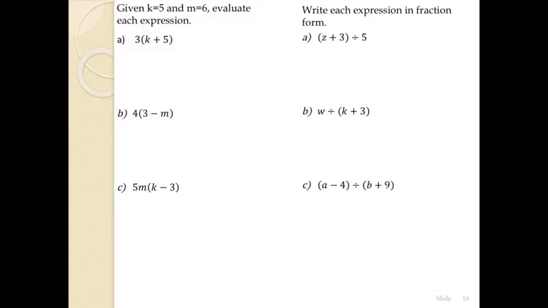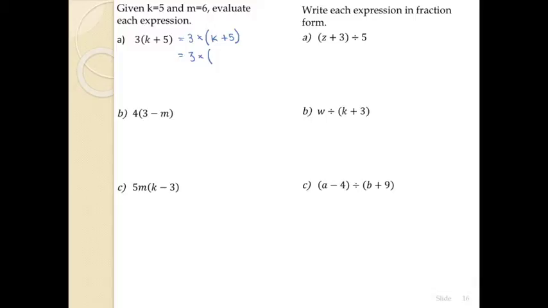Now what we're going to do here is some substitution using the brackets, or the grouping symbols. So first up, here on A, we've got 3 outside of k plus 5. I'm going to rewrite it with that multiplication symbol, just to remind myself what it is exactly that we're finding here. The next step is to substitute my value for k in. Now, you'll remember from up here that k is equal to 5.